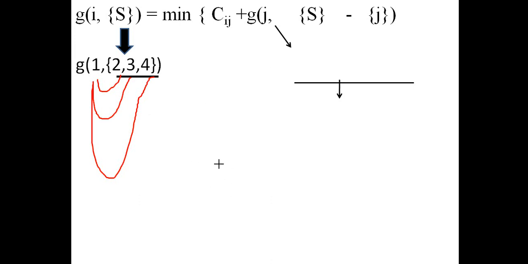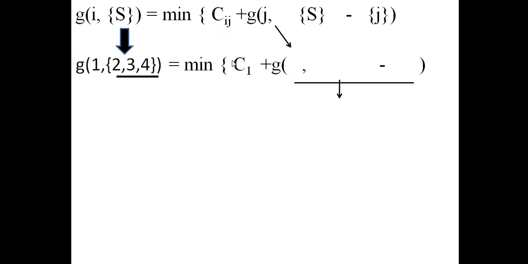Now how will we apply the logic? See here, 1 to 2 is one combination, 1 to 3 is another combination, and 1 to 4 is another combination. Finally we will get the optimal solution for this problem. Now C of ij: i value is 1 and j value is obviously 2.